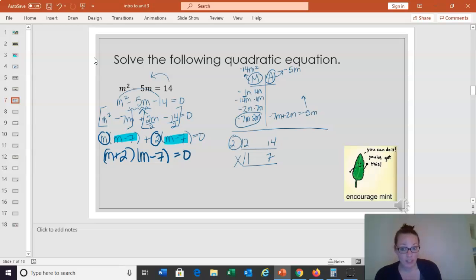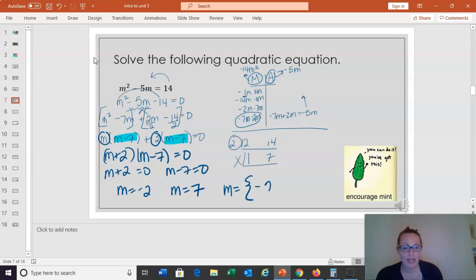Now I just have to solve each of these for m. 2 little mini solving problems. M is negative 2 and m is 7. So don't forget that we can totally graph this and see if our solutions make sense. Another way to write this would be using our curly brackets as a list of numbers. You might see solutions like that.